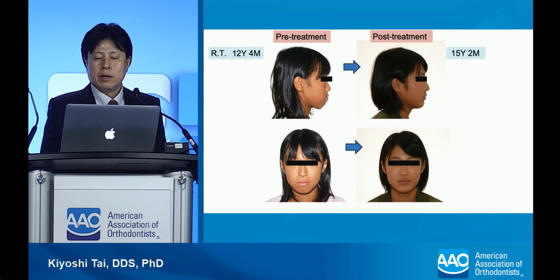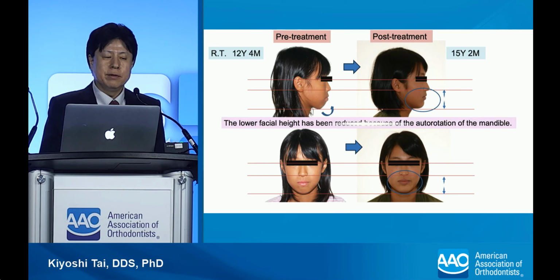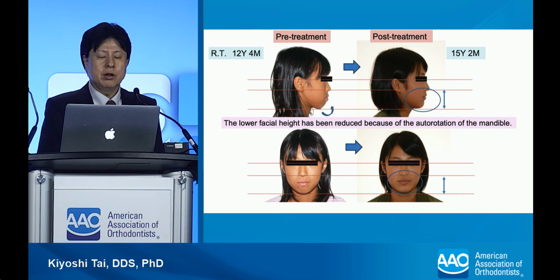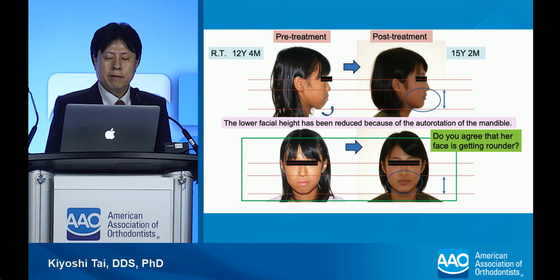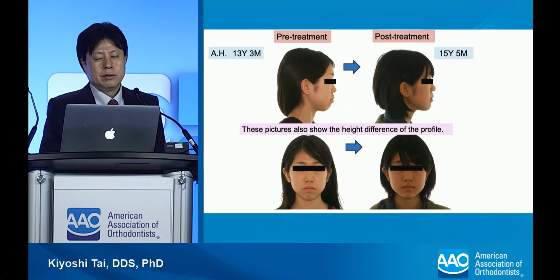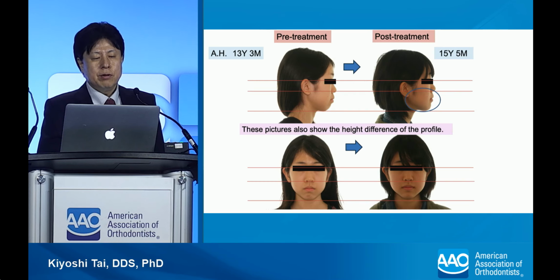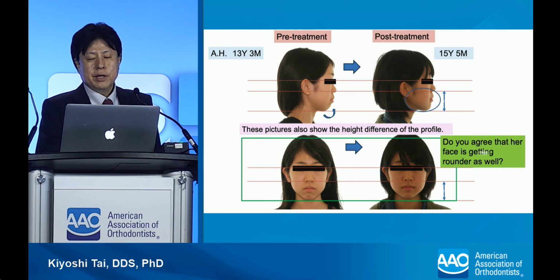Please look at the 3 lines. They show the height difference of the lateral and frontal profiles. The lower facial height has been reduced because of the auto-rotation of the mandible. Please check her frontal view. See the difference from the previous slide. These pictures also show the height difference of the profile. Do you agree that her face is getting rounder as well?